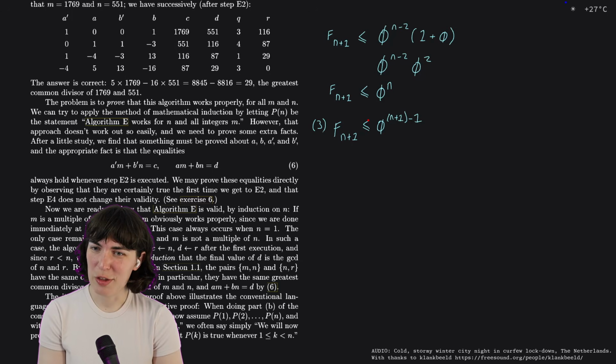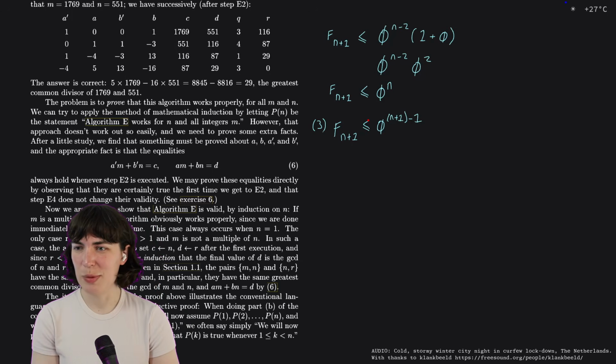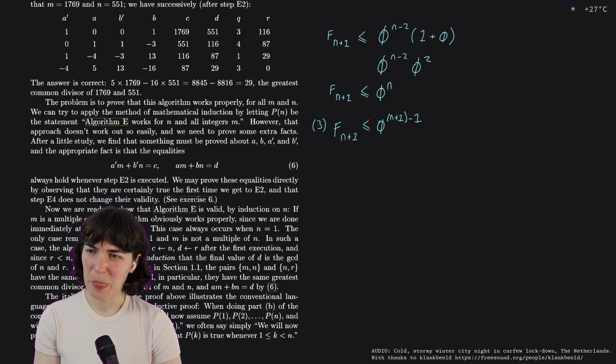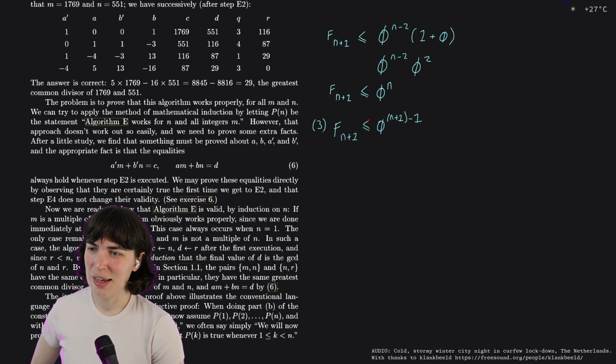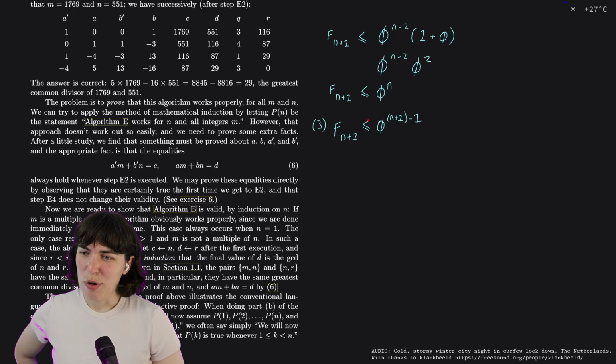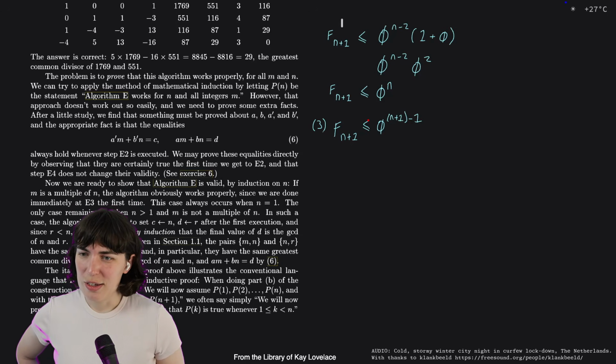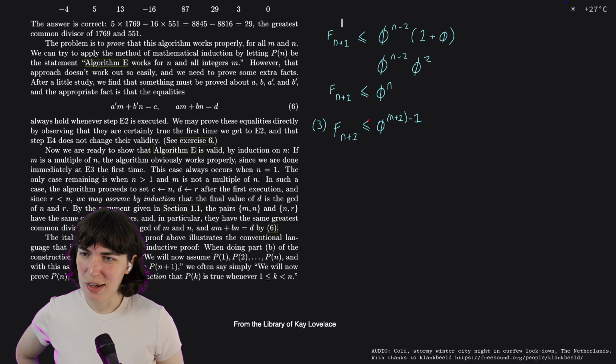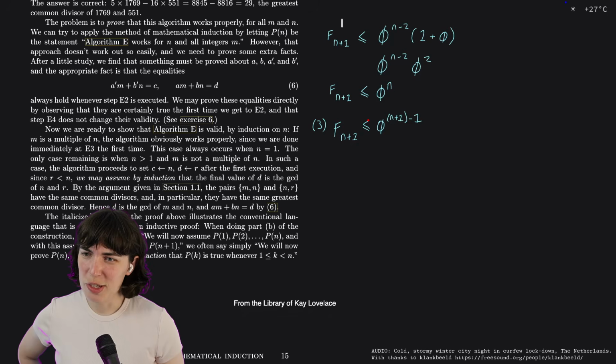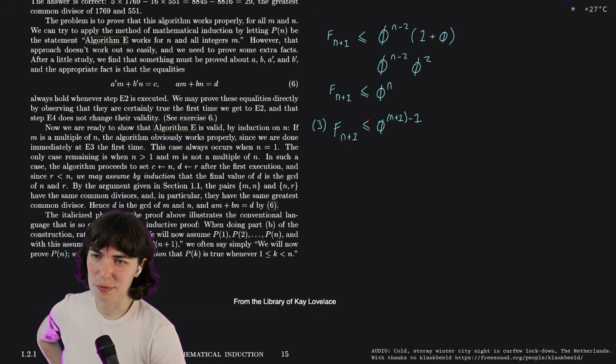We can try to apply the method of mathematical induction by letting Pn be the statement: Algorithm E works for n and all integers m. However, that approach doesn't work out so easily and we need to prove some extra facts. After a little study, we find that something must be proved about a, b, a tick and b tick. And the appropriate fact is that the equalities a tick m plus b tick n equals c and am plus bn equals d always hold whenever step E2 is executed.